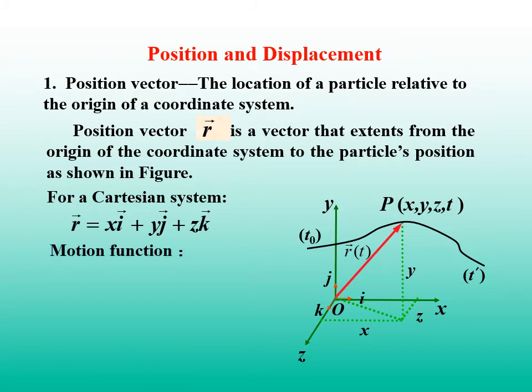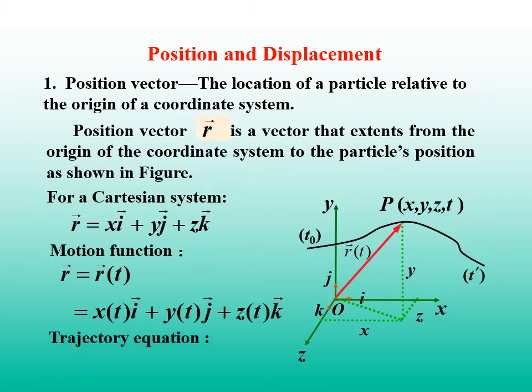r as a function of time t is equal to x(t)i plus y(t)j plus z(t)k. If x, y, z as functions of time t are given, we cancel out time t. Then we have the trajectory equation f(x, y, z) equals 0.